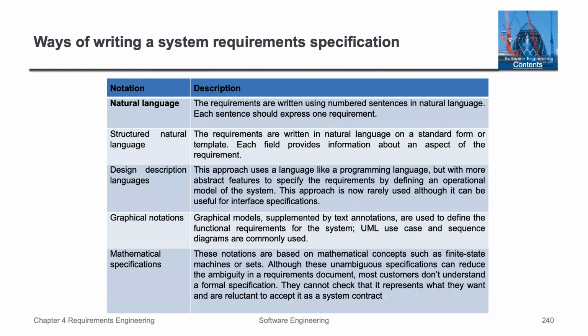And so here are ways of writing system requirement specification. You can be using natural language. You can use structured natural language. You can be using design description language, graphical notation, and mathematical specification. So there's places where, say, one or more of these would be required depending on what you're trying to accomplish with the requirement.